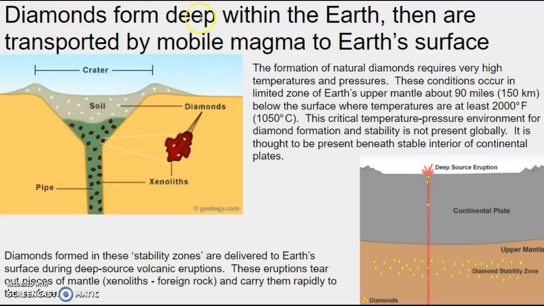And lastly, diamonds. I'm going to give you a little storyline as to how diamonds form and how unique they are. Diamonds form deep within the Earth and then are transported by mobile magma to the Earth's surface. The formation of natural diamonds requires very high temperatures and pressures, and these conditions occur in a limited zone around the Earth's upper mantle. There's a critical temperature and pressure environment that must create the diamond formation, where stability is not present globally. It is thought to be beneath the stable interior of continents. So diamonds form in these stability zones and then are brought to the surface by some volcanic activity, and that's where we go and find them.